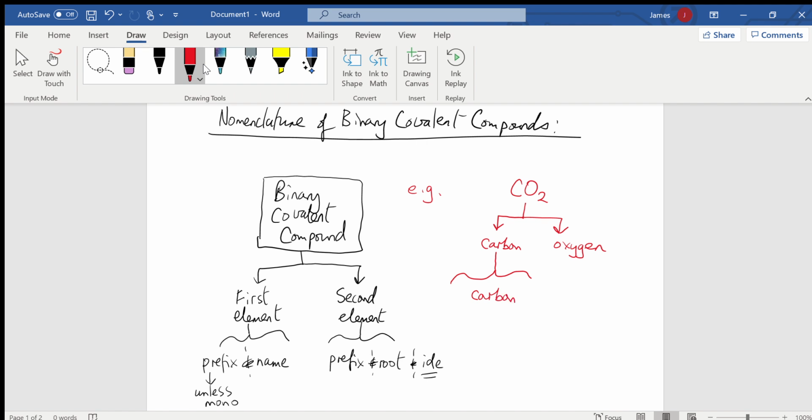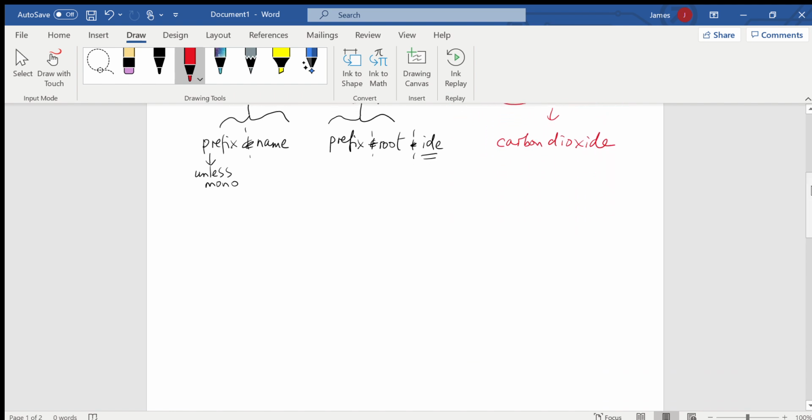And then we have two oxygens. So the prefix is di. The root is ox because it's oxygen. And the suffix is ide. So that whole thing becomes carbon dioxide. Okay, so there actually was no prefix with that example. Let's do an example that has a prefix, and let's spend a few seconds talking about the prefix.